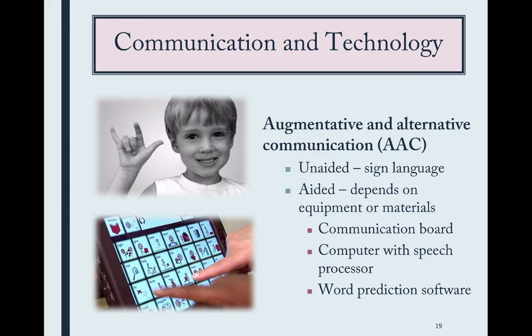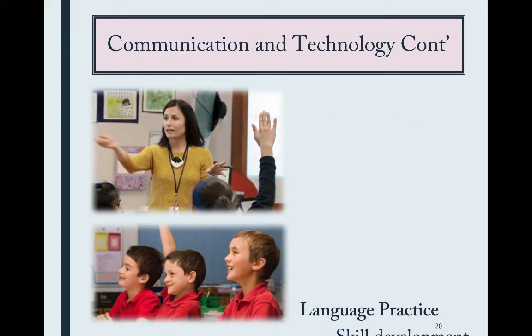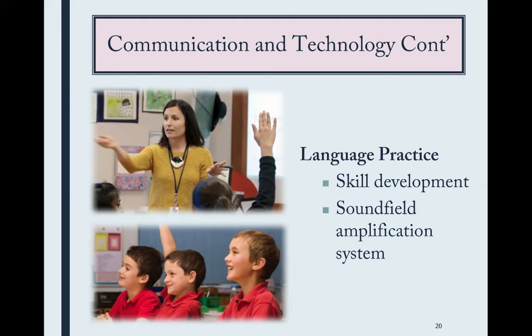The child may also need an aided system, meaning some form of actual technology that they carry with them, either by hand if they can carry it, or attached to a wheelchair, such as a communication board with speech processing and are using word prediction software. If they're going to be using technology, the child is going to need practice and skill development with it. And so that's going to be important.